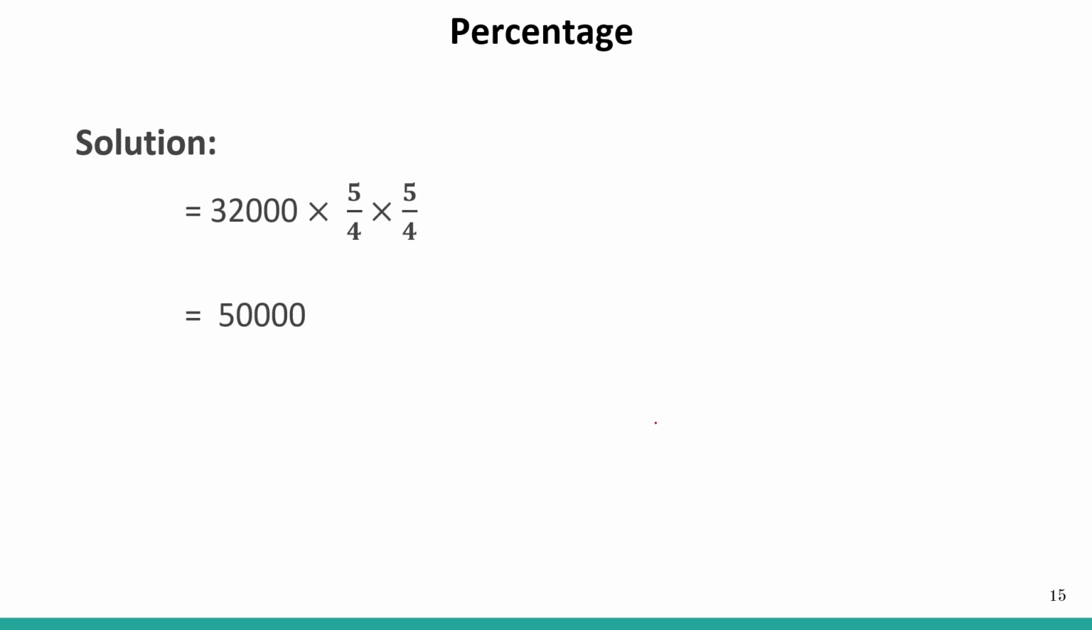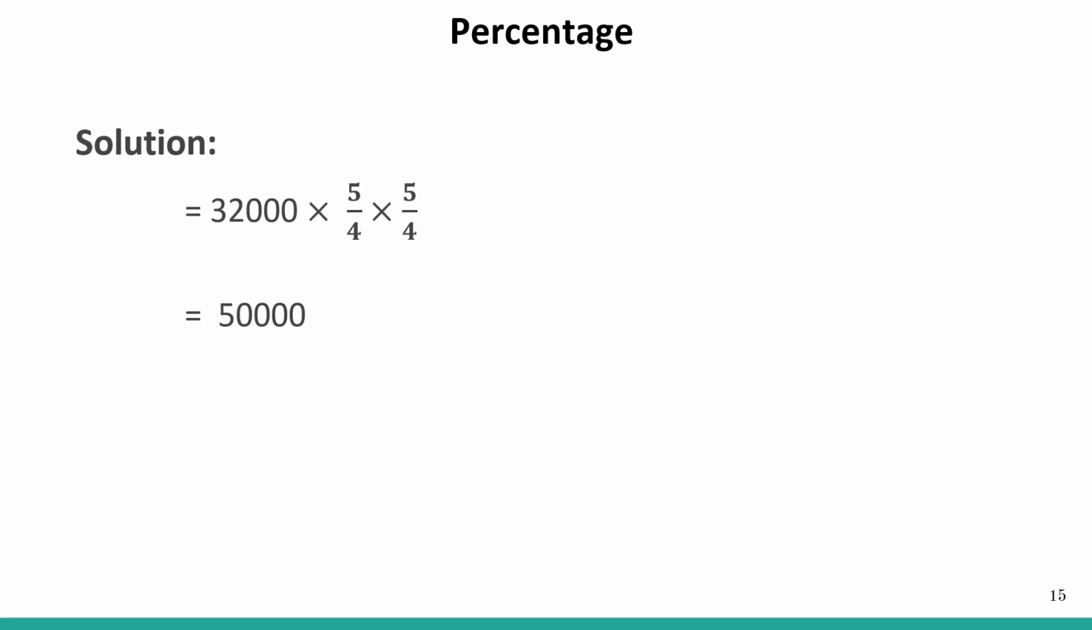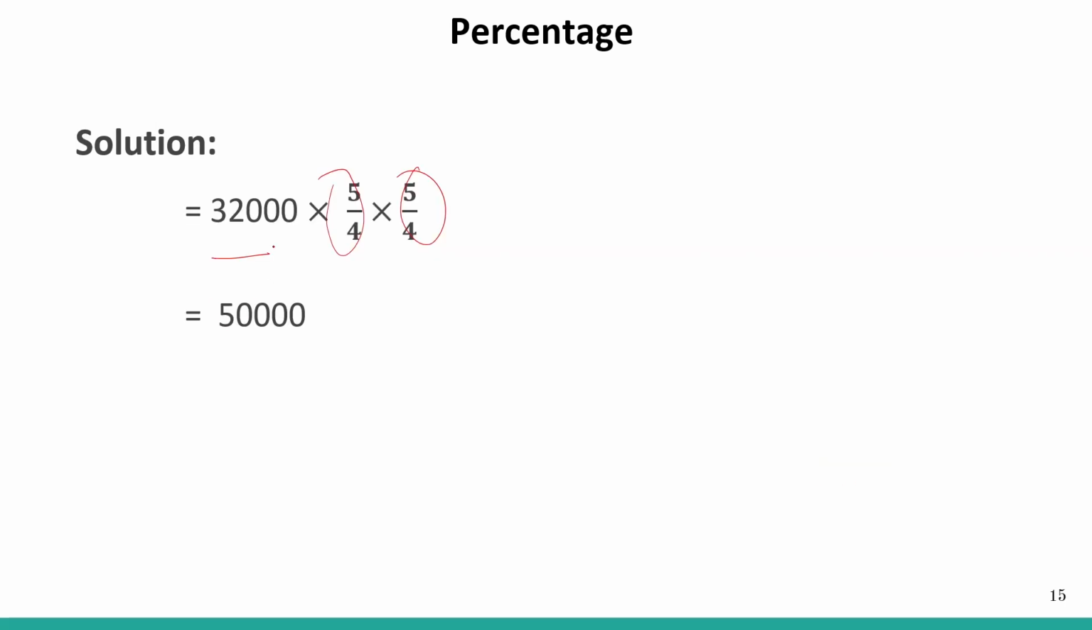Since it is asked for 2 years, in the general formula here is the number of years. If it is done in manual form, the solution will be 32,000 into 5 by 4 into 5 by 4, because 1 minus 20 by 100 is equal to what? Sorry, it will be 80 by 100 whole square, which is 8 by 10 whole square. So the answer becomes 32,000 into 5 by 4 into 5 by 4.